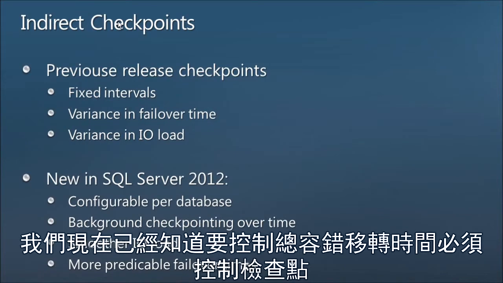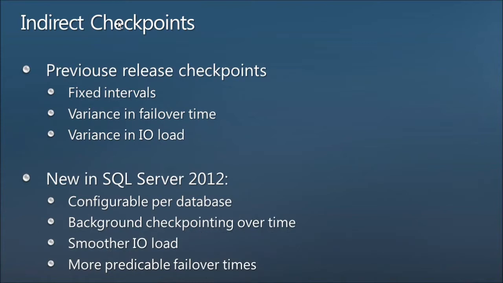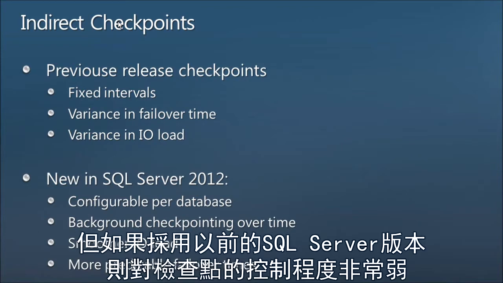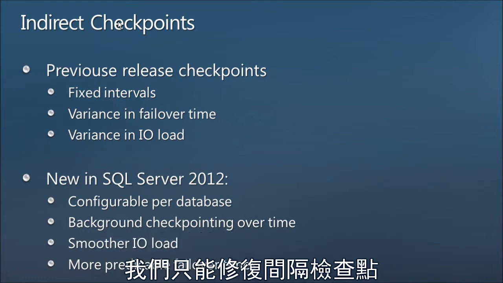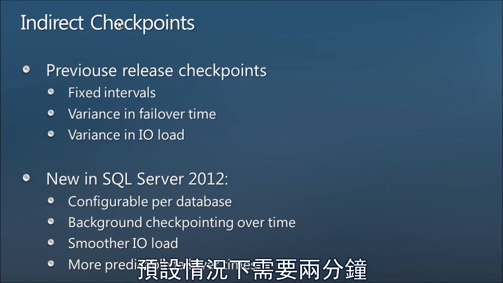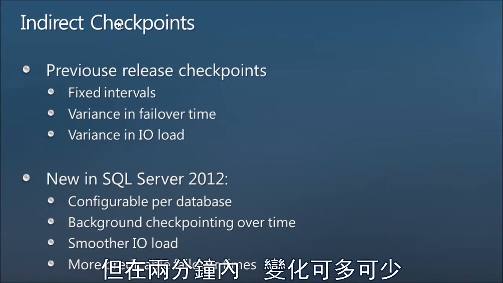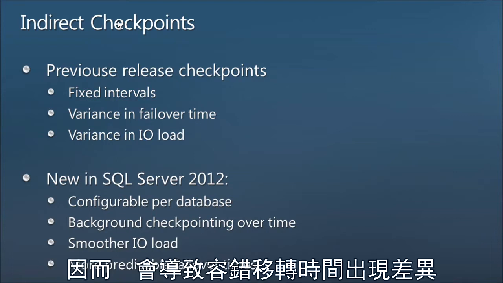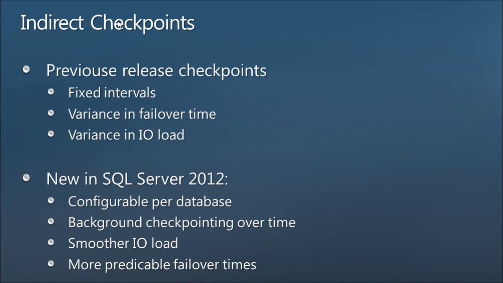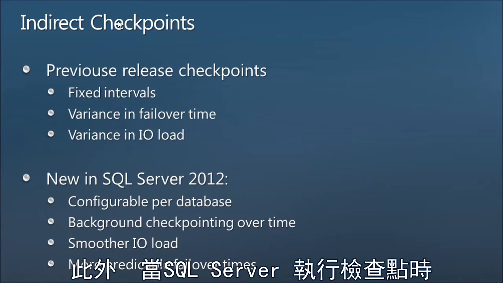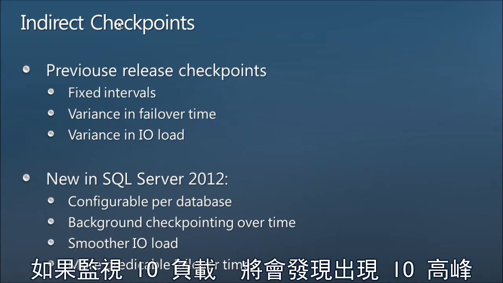Now we know that to control the total failover time, we have to control the checkpoints. But with the previous SQL Server releases, you have very little control over the checkpoints. You can only do fixed interval checkpoints. By default it is 2 minutes. But within the 2 minutes, the changes can be more or less, so you will get variance in the failover time. Also, when SQL Server is doing the checkpoint, you will see an I/O spike if you are monitoring your I/O load.